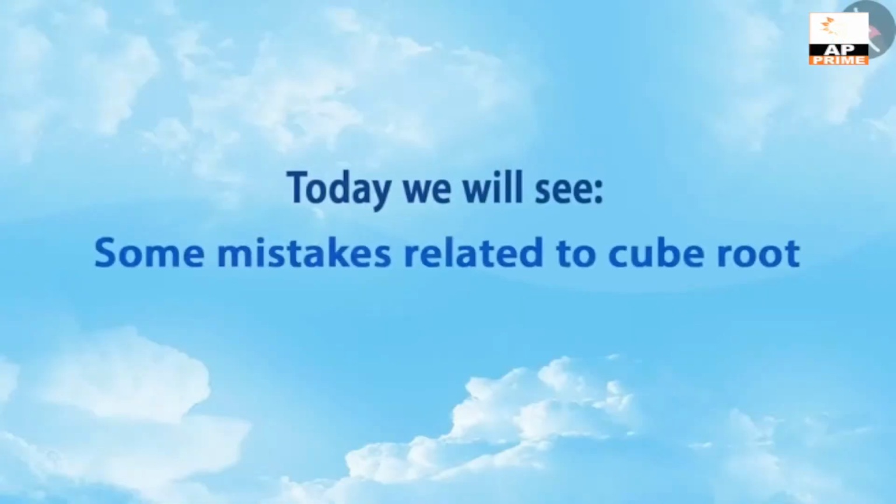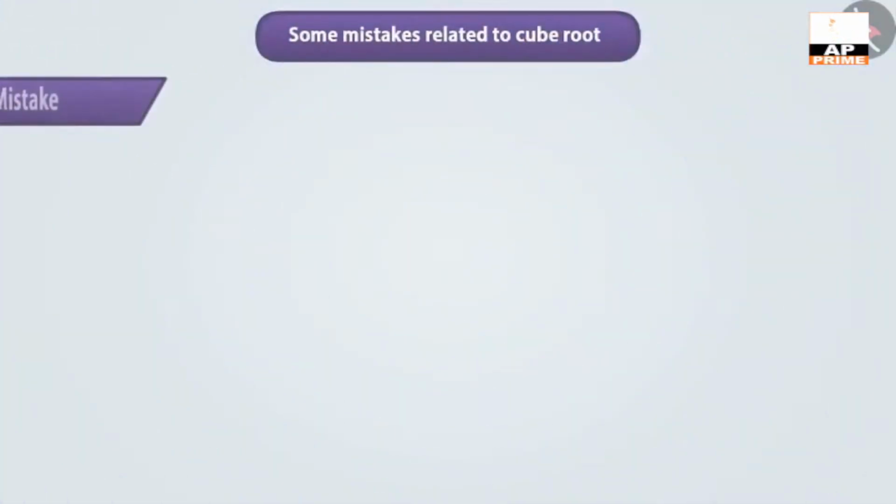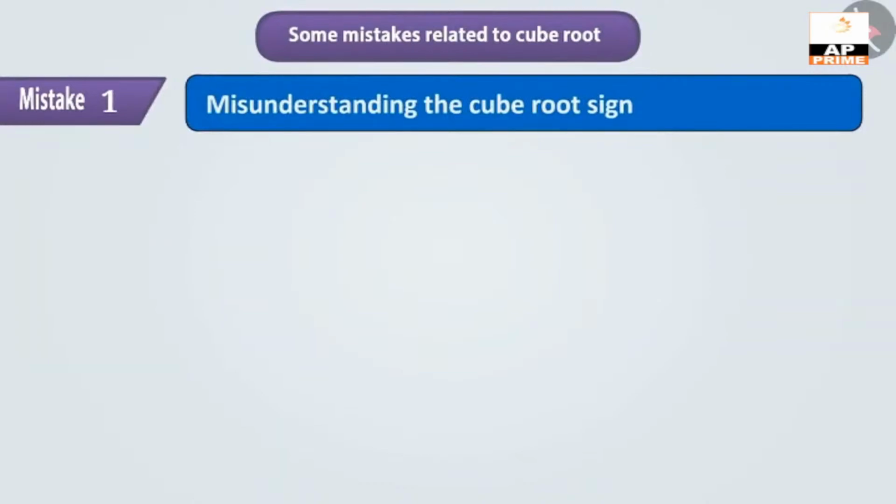Today we will see some mistakes related to cube root. Mistake number 1. Some kids or students misunderstand the cube root sign and they end up dividing the given number by 3. Because of this, they get a wrong answer.